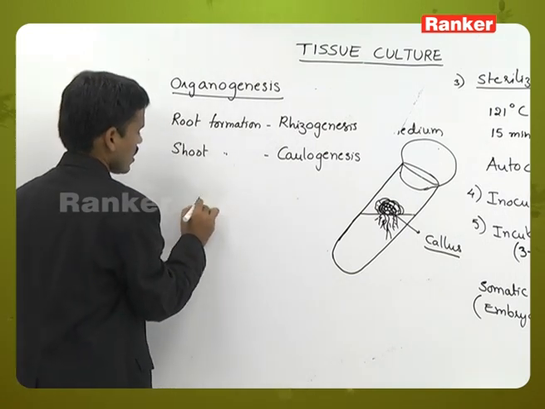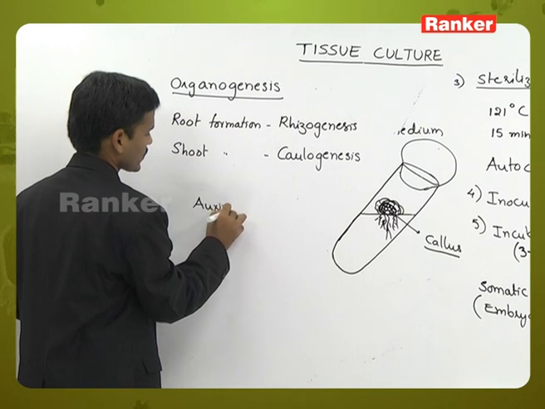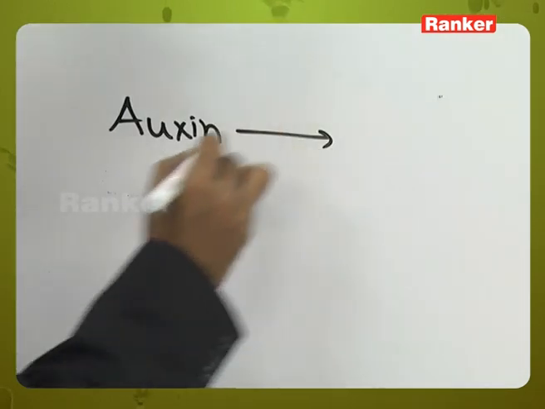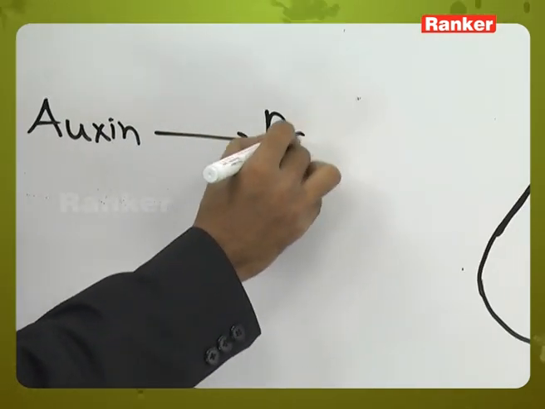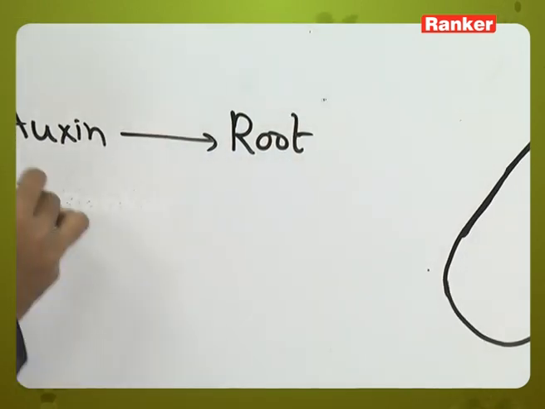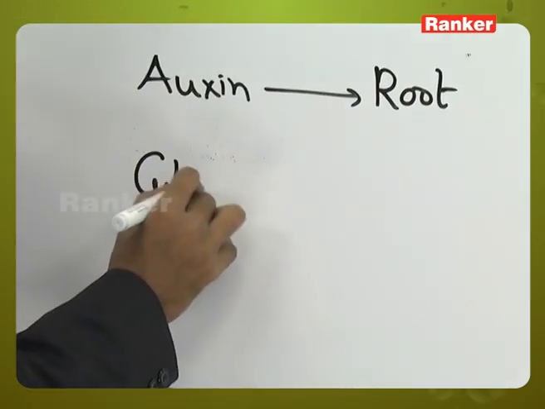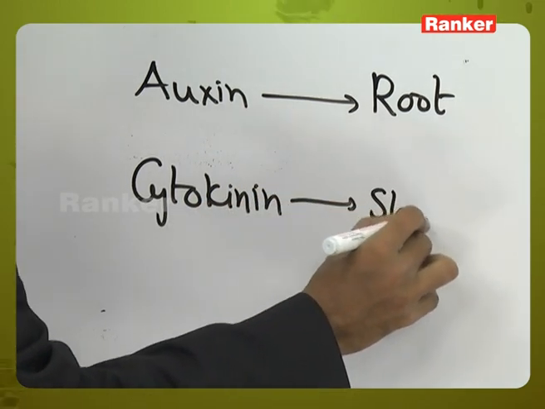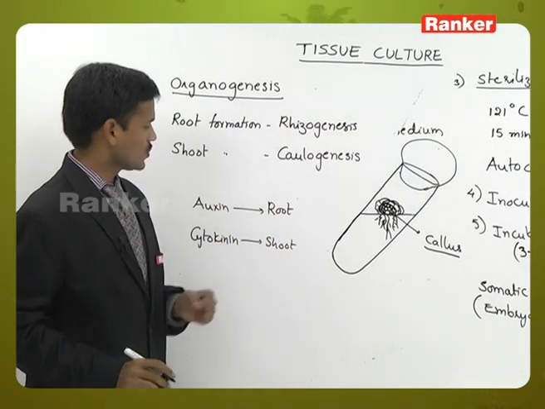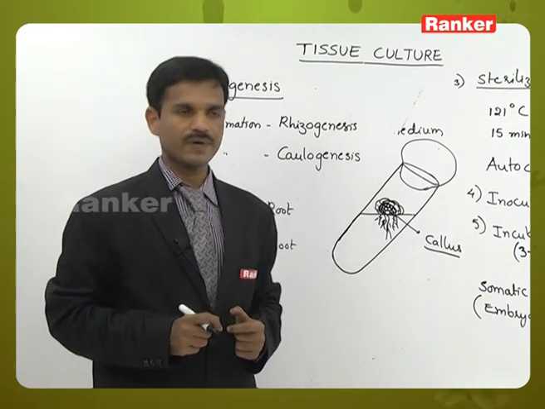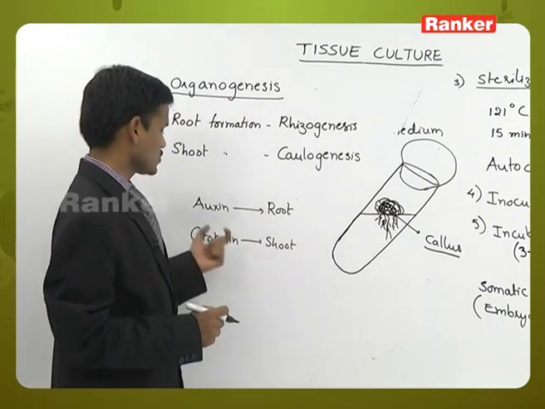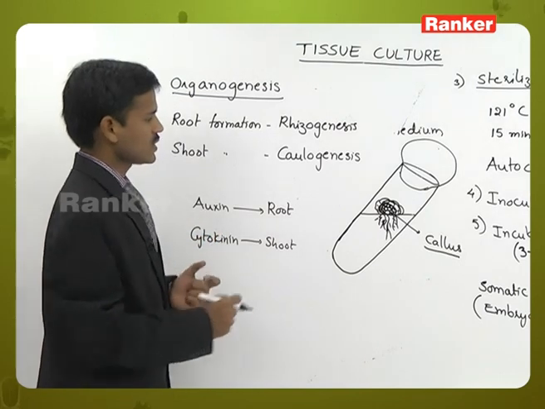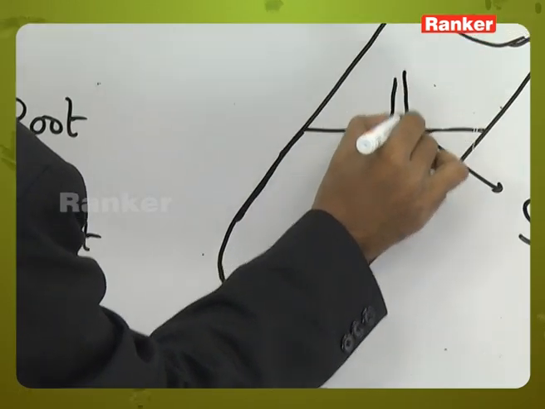So, generally auxins induce the root formation, and cytokinins induce the shoot formation. Root formation is induced by auxins, phytohormones. Shoot formation is induced by cytokinins. Here shoot is formed.